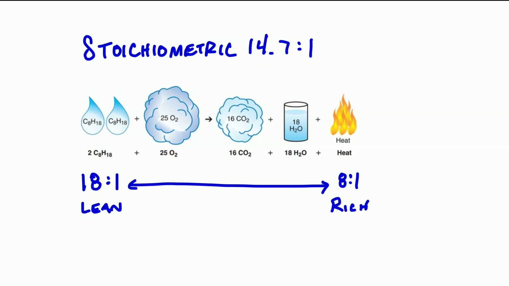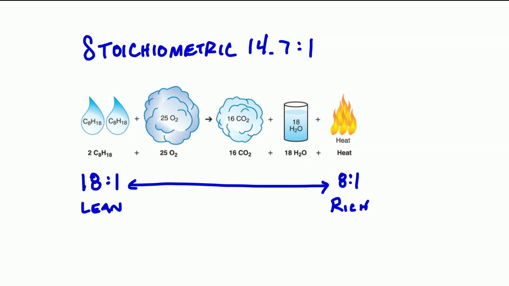Now, gasoline is pretty flexible. It can burn at a mixture as lean as 18 pounds of air to 1 pound of fuel, or it can be as rich as 8 pounds of air to 1 pound of fuel. But either way, if we get outside that limit, it can no longer support combustion. It just doesn't have it.